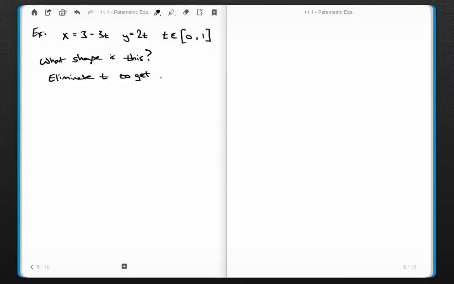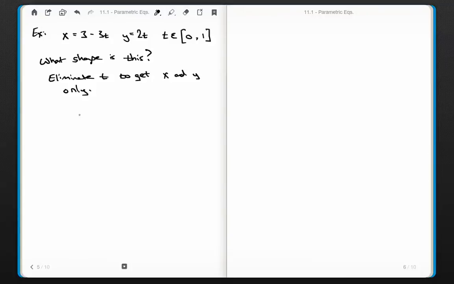To get x and y only. Well, what the heck? I just said that life is a lot better a lot of times if we have x and y separately as a function of t, and now I'm simply going the other way around. Well, this is just practice, going back and forth. So we'll start with this one.